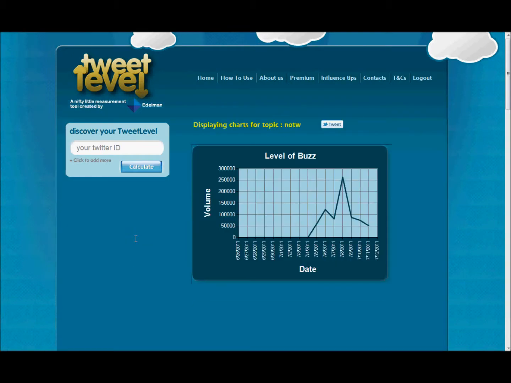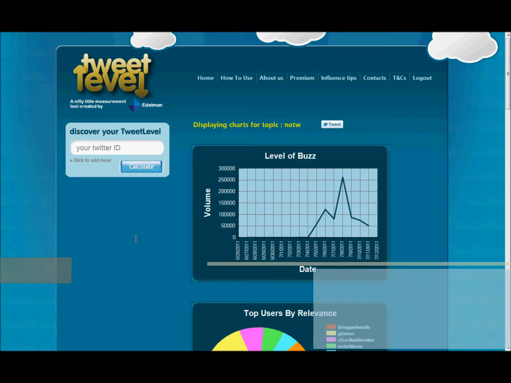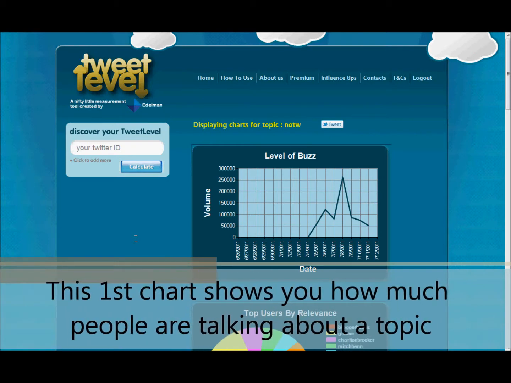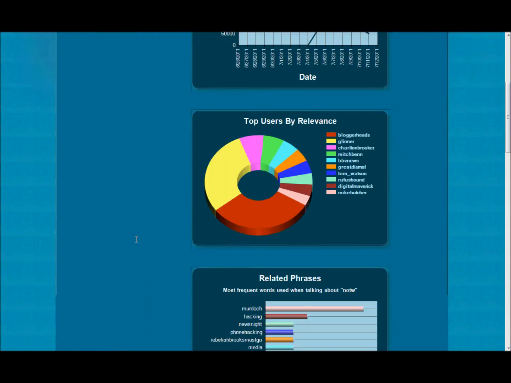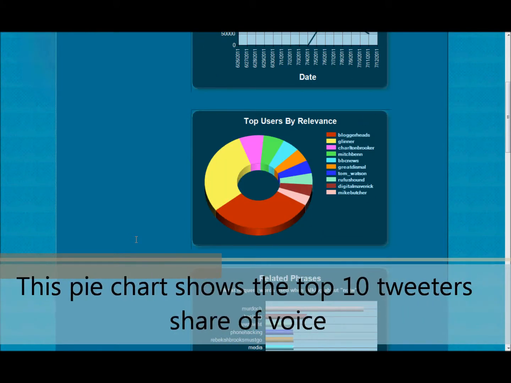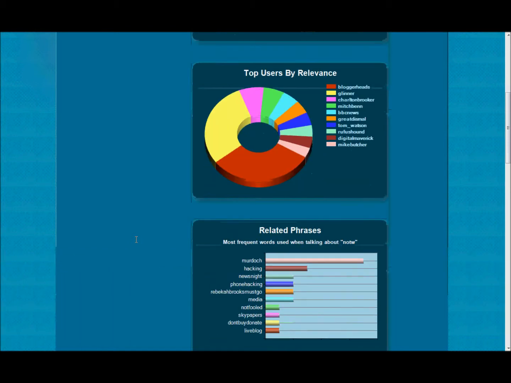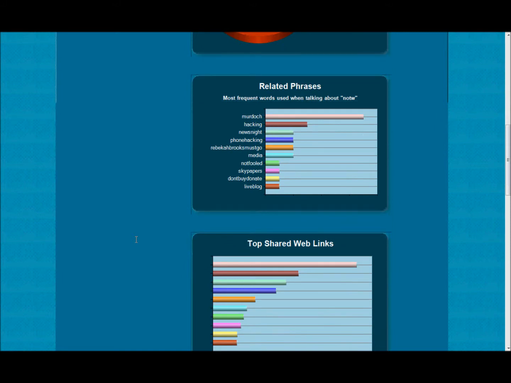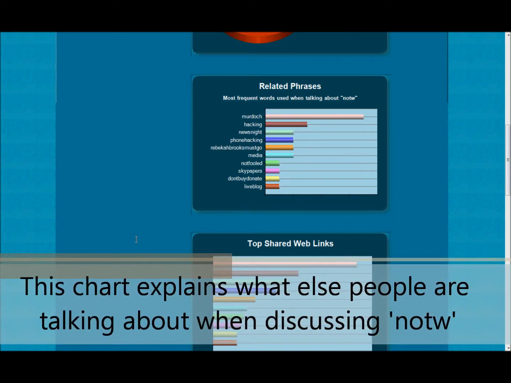Now when the results come up, the first thing you'll notice is a chart that says level of buzz. This shows you how much people are talking about this particular subject in the Twitter sphere, a really important benchmark and barometer about how important something is. We're then going to look at share of voice. Out of the 1,000 people talking about it, we're going to look at the top 10 and what their share of voice is like.